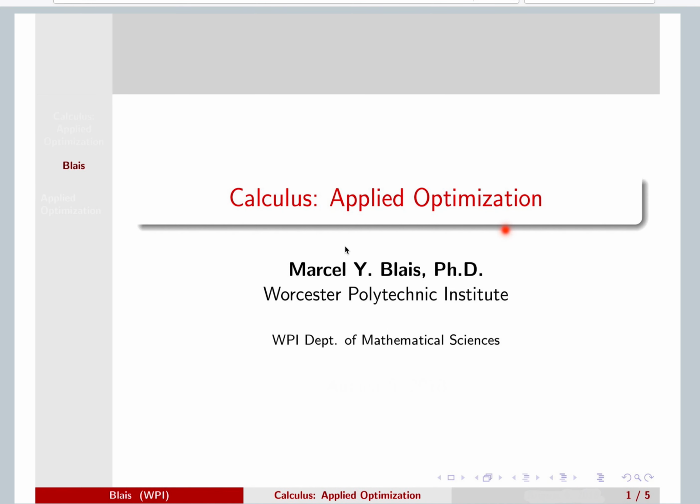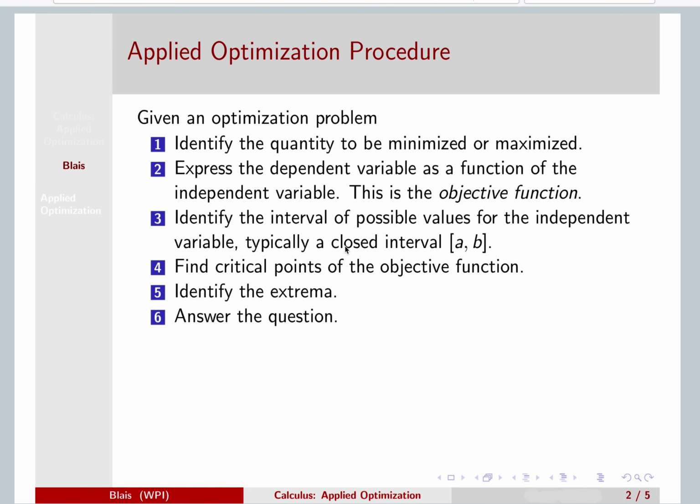In this lecture, we'll be addressing the issue of applied optimization. A general optimization problem is asking you to maximize or minimize some quantity. Given such a problem, the first thing we need to do is identify what quantity you're trying to minimize or maximize. Once you have that, you also have to identify your independent variable, and we express the dependent variable as a function of the independent variable. That's the objective function. That's the function that will be either minimized or maximized.